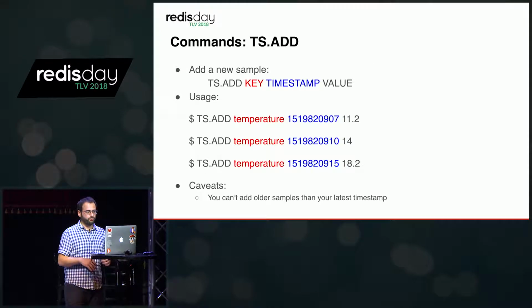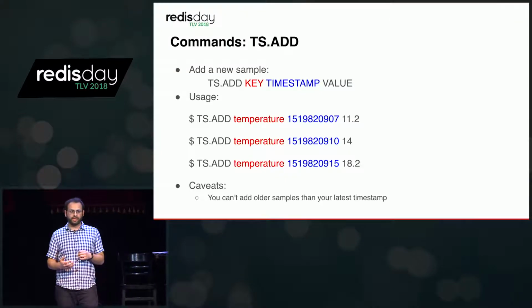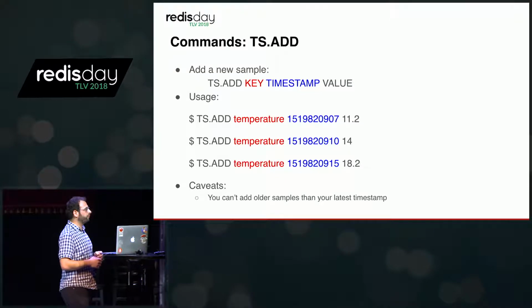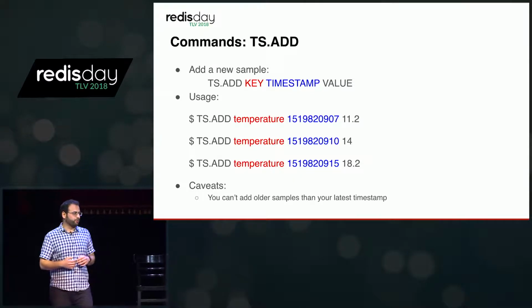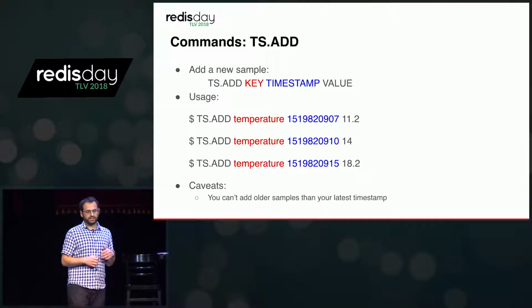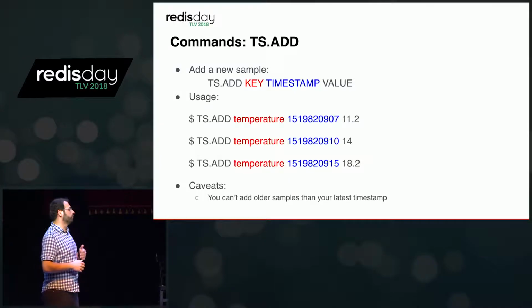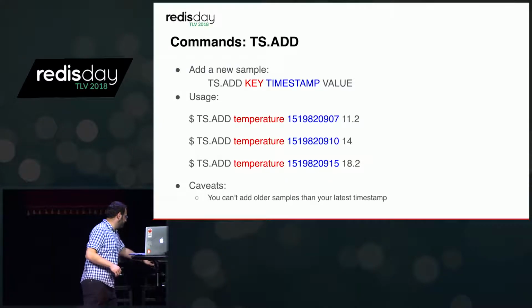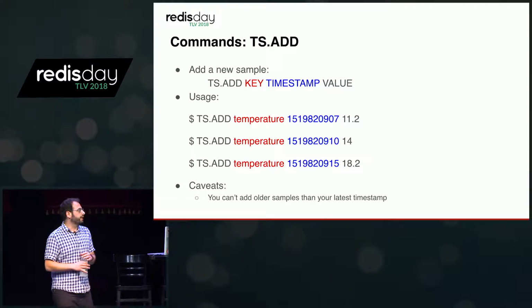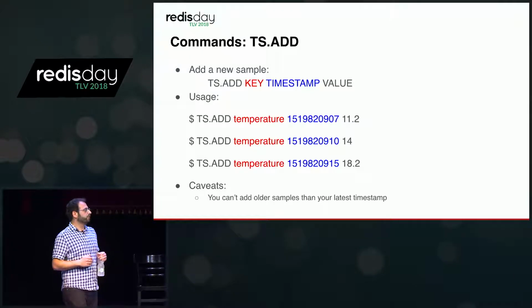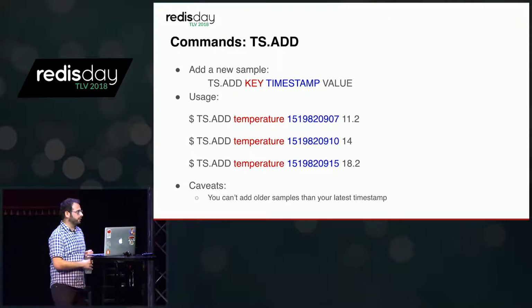Okay, so we're gonna go through and showcase a little bit of what kind of commands I have. The first command, which is the most important command, is TS.ADD. Basically, what you do is you add a new sample to the time series. And this sample is basically a timestamp and a value. In this example, we have a temperature, and we have 3 samples. The first sample is ended in 7.